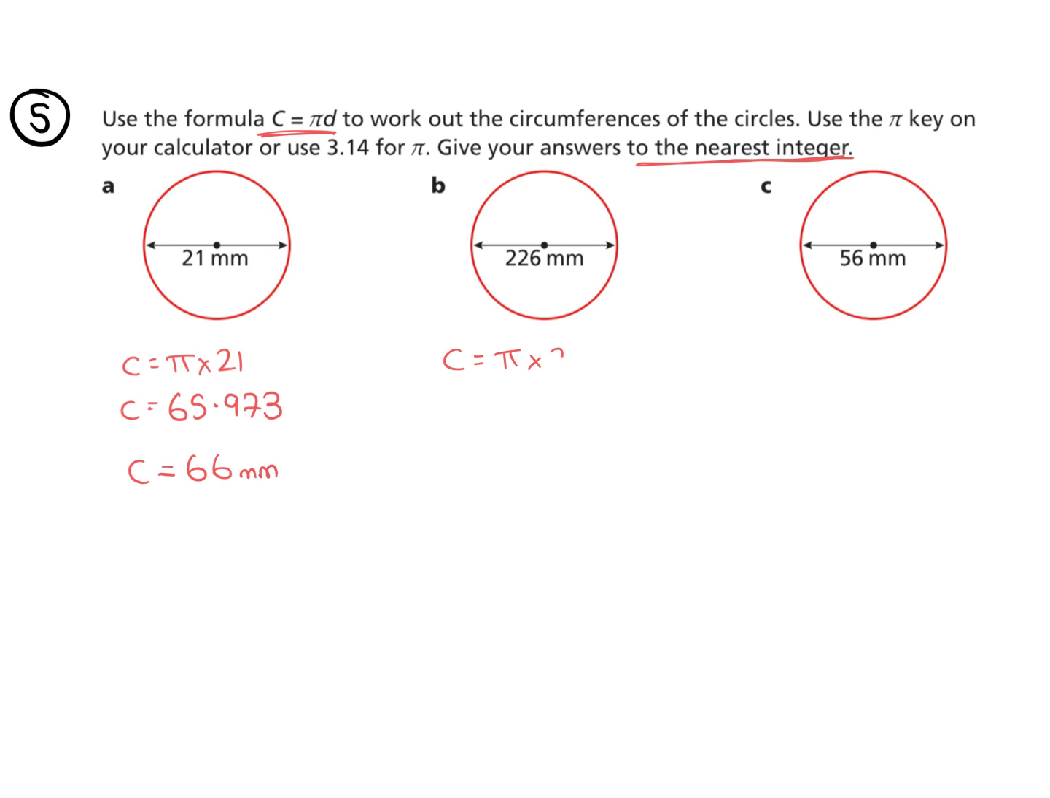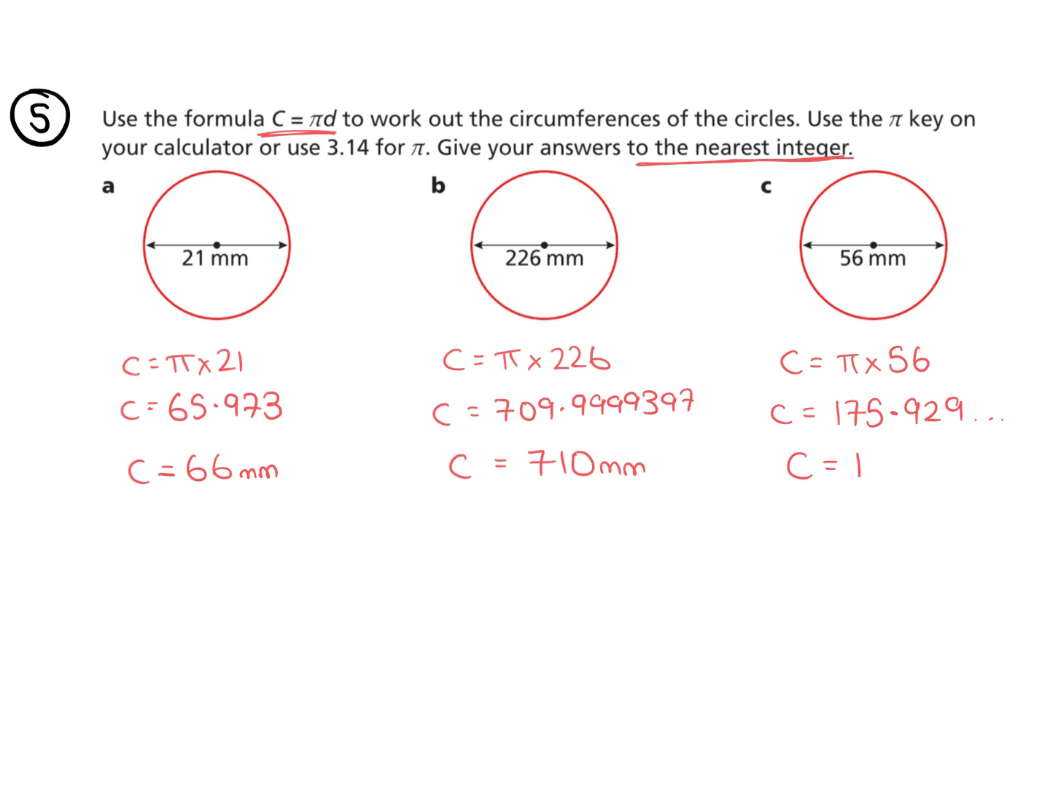Next one is going to be pi times 226. If I do pi times 226, my calculator gives me 709.9999397. So to the nearest integer, that's 710. That would round up to. And for the last one, C equals pi times 56. So on my calculator, I'm going to do pi times 56, and I get 175.929. Nearest whole number, that's 176 millimetres for that one.